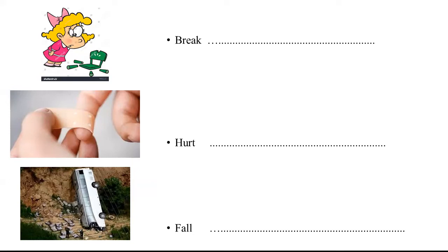Now, you have got three pictures. One is of a broken chair, second is a hurt finger, and third is a fallen bus. You are going to make sentences of them. Look at the pictures. The actions are completed. The process of breaking the chair, hurting the finger, and falling off the van is completed now. Make their sentences according to the pattern that you have seen in previous examples. Make sentences using the words break, hurt, and fall.